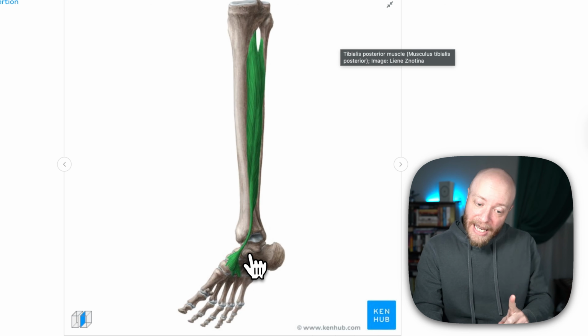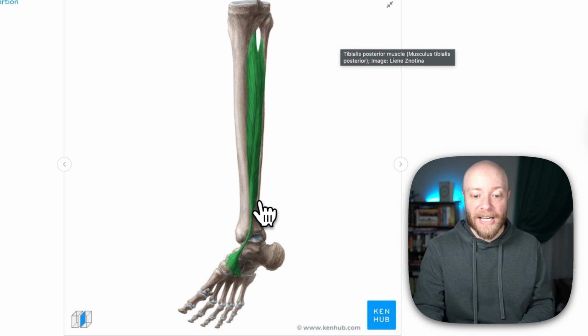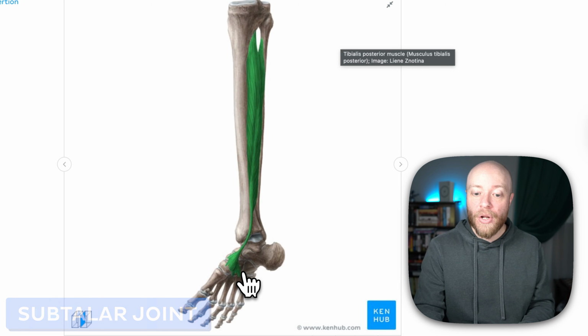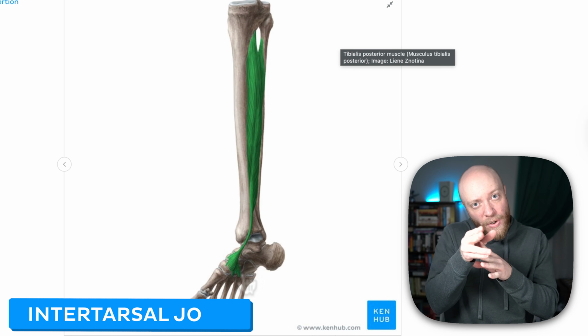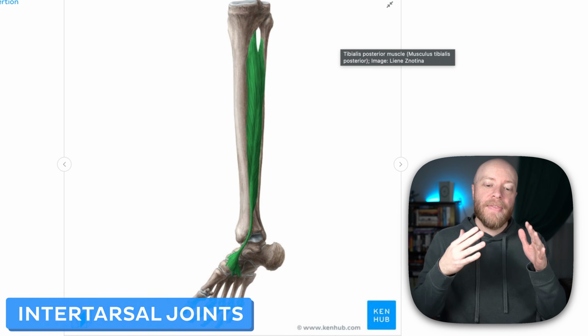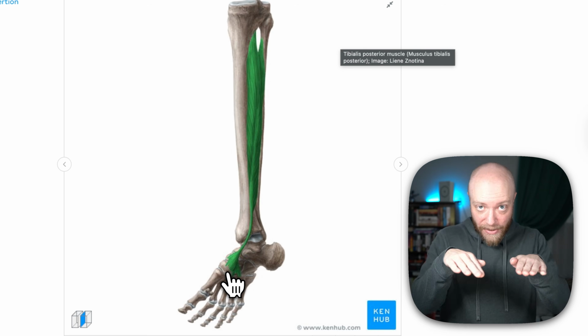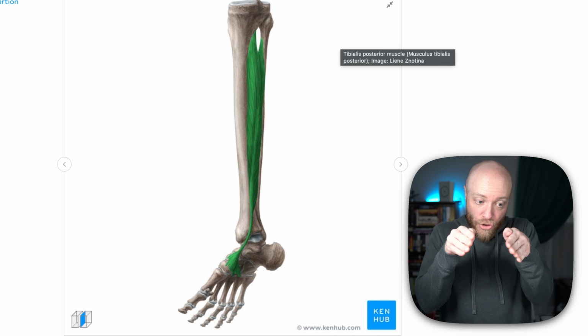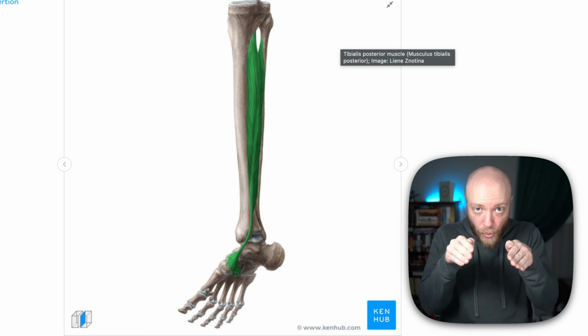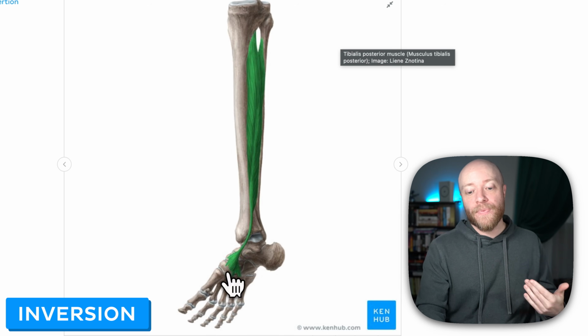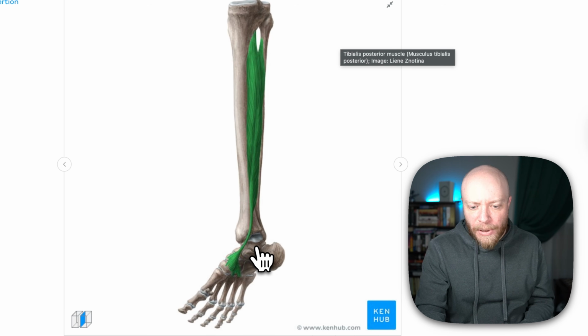Now, at the same time, what we also have to understand is that it is going to affect and impact what's known as the subtalar joint. And since it's pulling on all these bones, it's also going to cause those intertarsal joints to move. The action that it's going to do is help lift the big toe off the ground and drive the pinky toes into the ground. And we call that inversion of the foot. So its inversion is really happening below the talus.